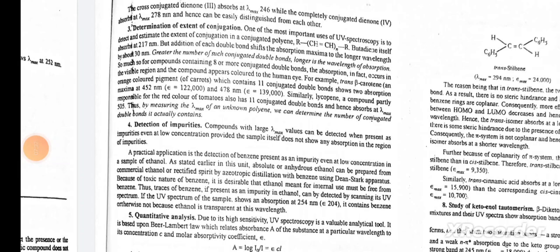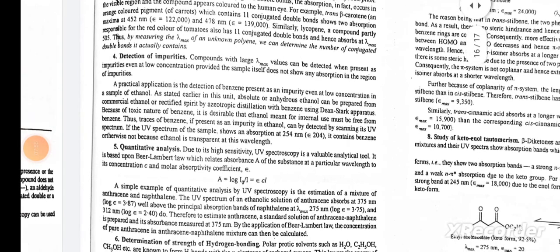For example, trans beta carotene, an orange color pigment of carrots which contains 11 conjugated double bonds, shows two absorption maxima at 452 nm and 478 nm. Similarly, lycopene, a compound partly responsible for the red color of tomatoes, also has 11 conjugated double bonds and is observed at 505 nm. Thus, by measuring the lambda max of an unknown polyene, we can determine the number of conjugated double bonds it actually contains.